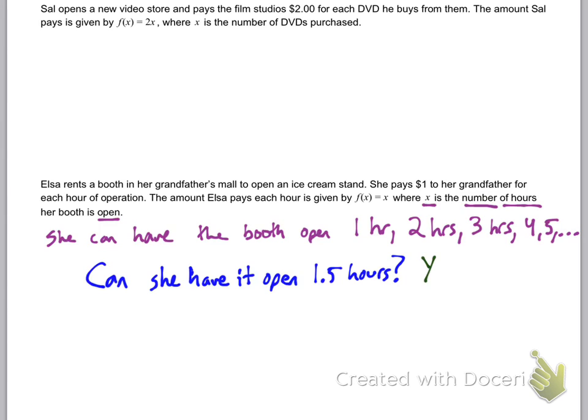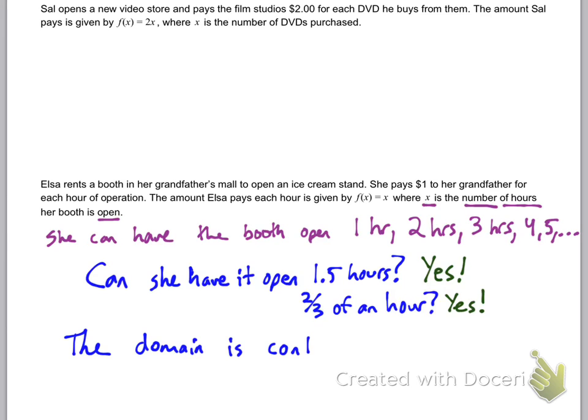The answer is yes, she could. Well, what about like 2/3 of an hour? Could she have it open 2/3 of an hour? That's another in between. I think it's 40 minutes, but yeah, she could have it open for 2/3 of an hour. Sure. So that means the domain here is continuous. In other words, when we're graphing it, we want to connect all the dots because those lines in between the dots represent that there are points between the points, and we want to include all of those. That's why we draw a line on a graph.